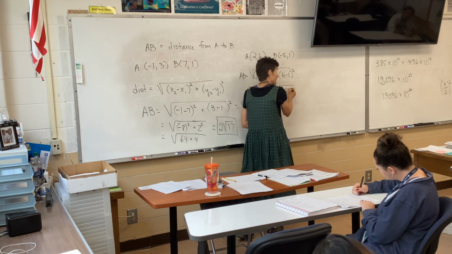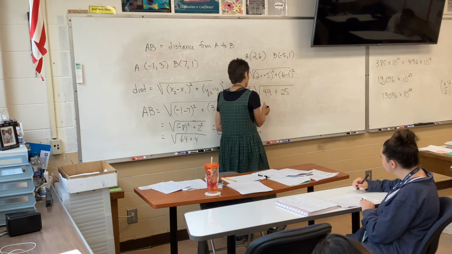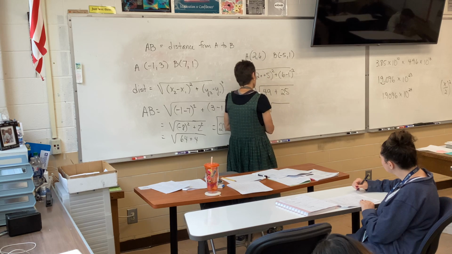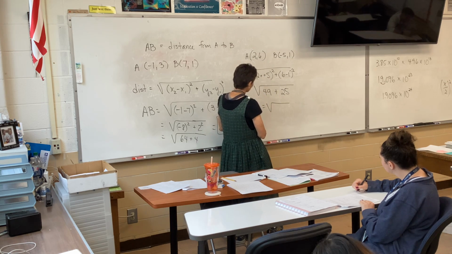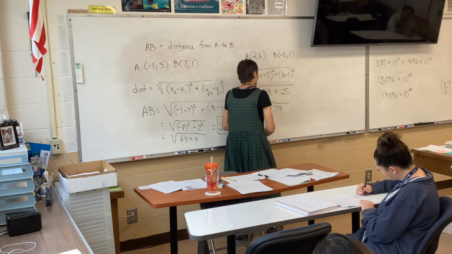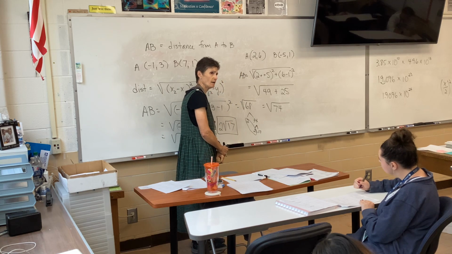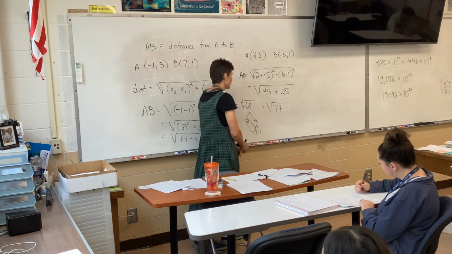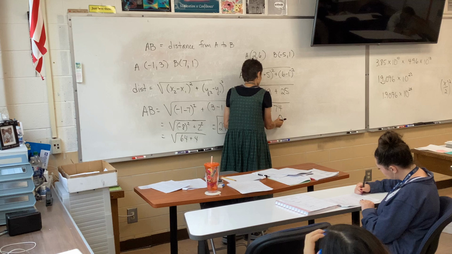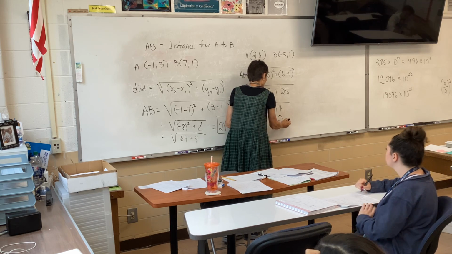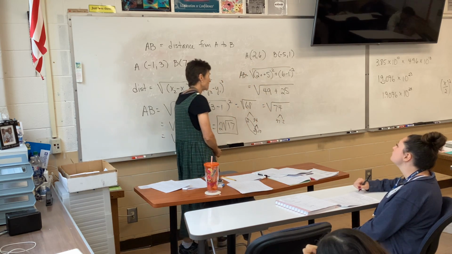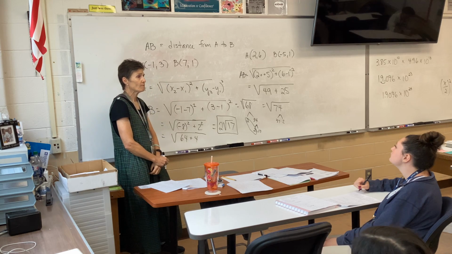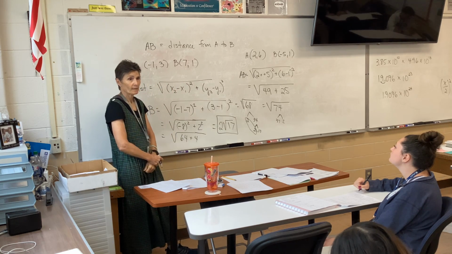Is that all right with everybody? Mm-hmm. And then we add those together and got, what is that? 74. I don't think that one breaks down because isn't it 2 times 37? And 37 is prime. So root 74 is your answer.